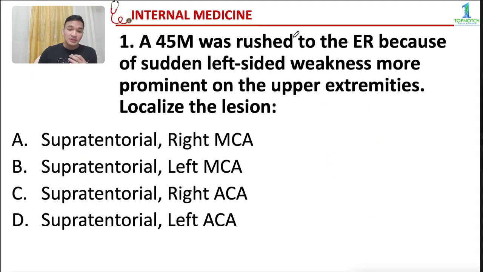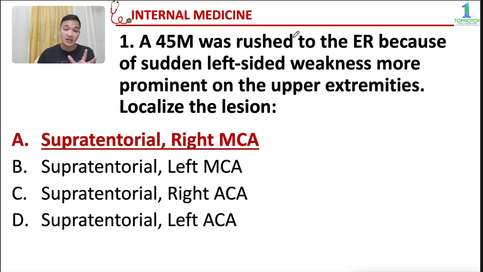Next, let's go to internal medicine. A 45-year-old female was rushed to the ER because of sudden left-sided weakness, more prominent on the upper extremities. Localized lesion. The correct answer is right MCA. Because as you know, it's left-sided weakness, di ba?